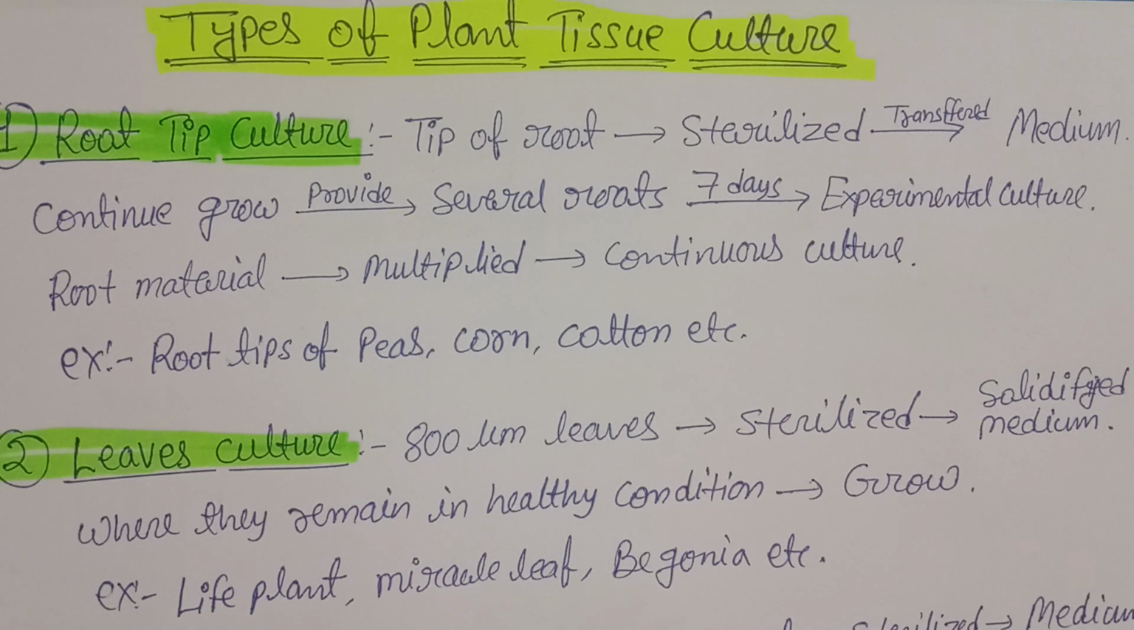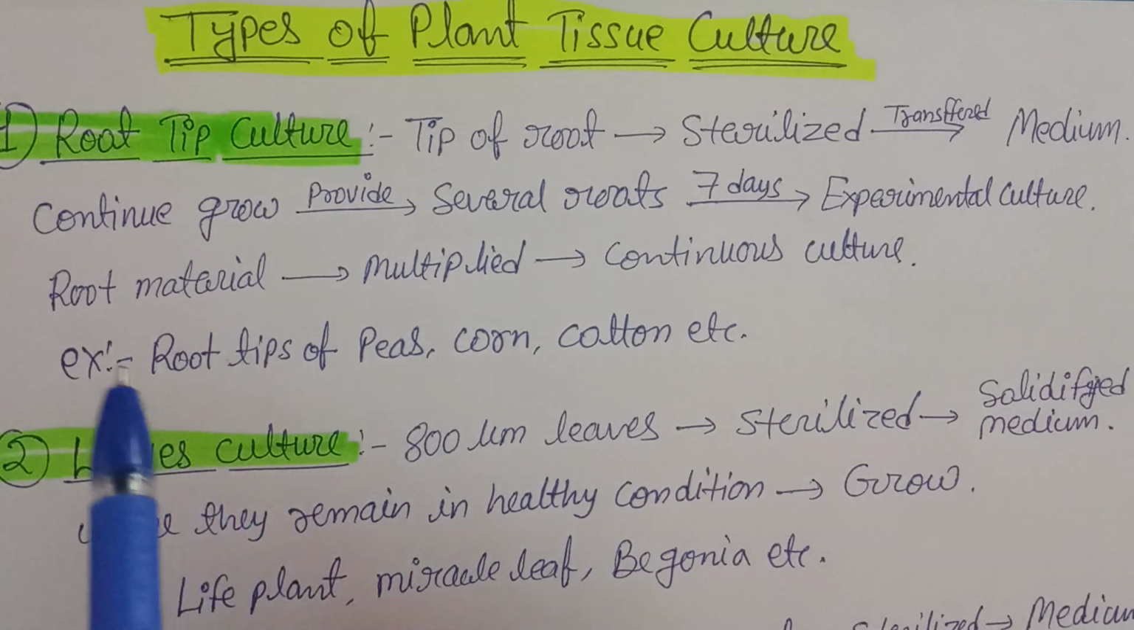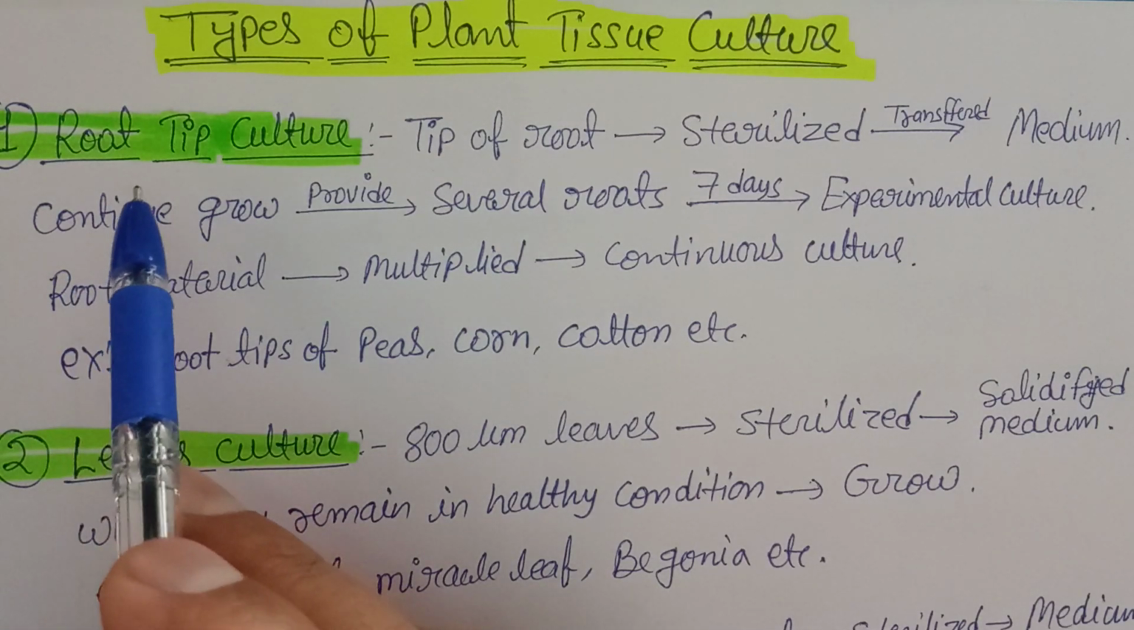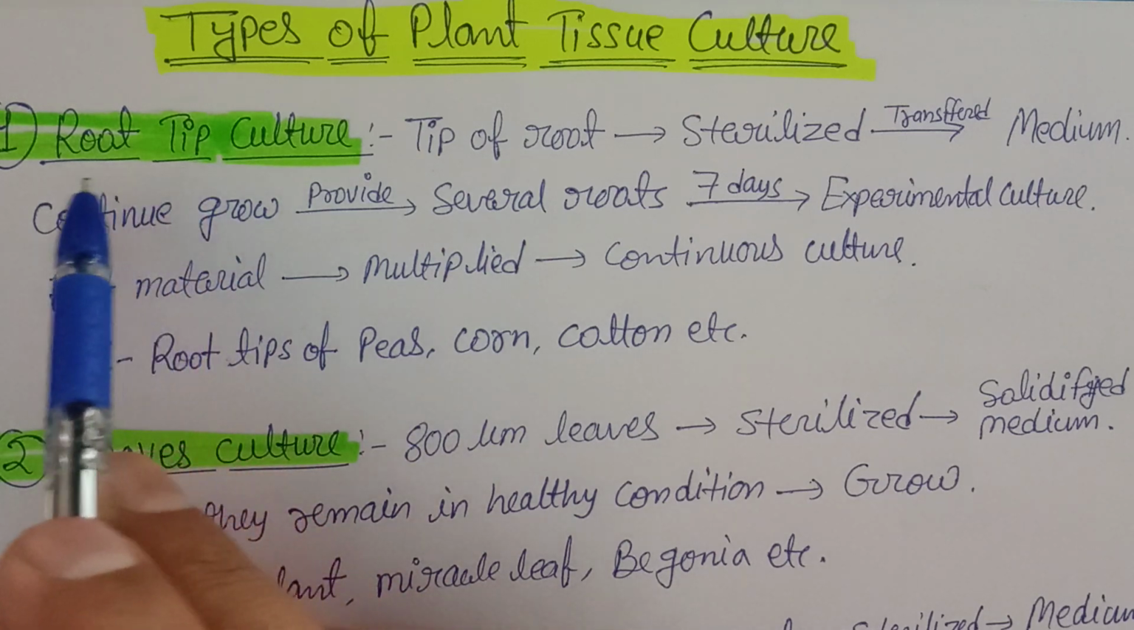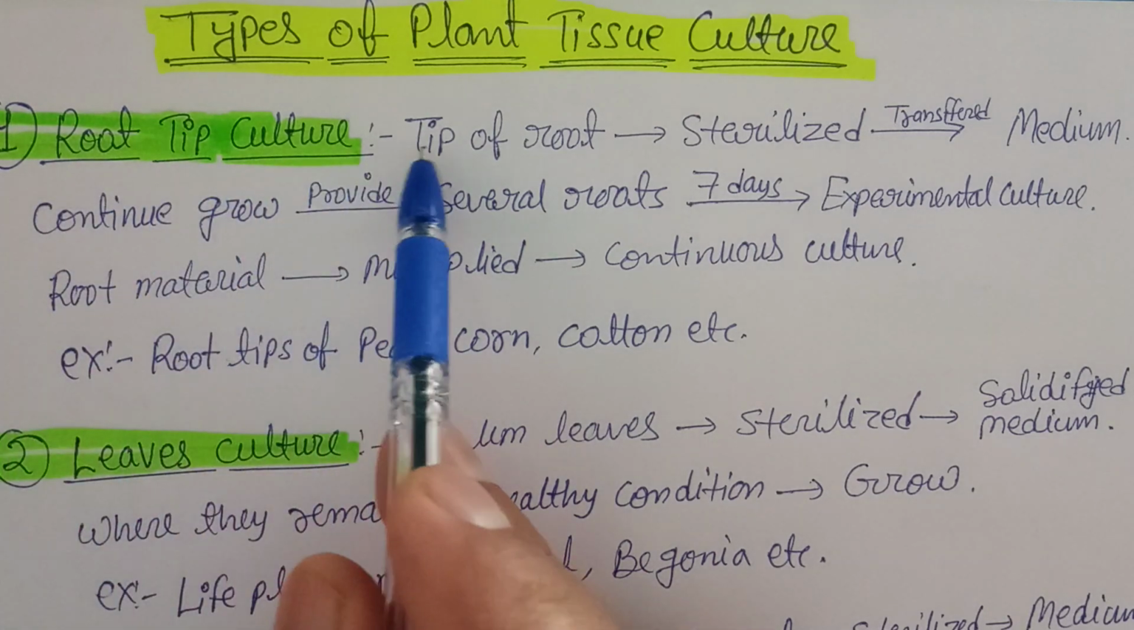right? What are the different types? Maybe shoot, root, leaf, etc., right? So let's try to understand what the different types of plant tissue culture are. So the first one is the root tip culture, right? When we talk about the root tip, as the name indicates, we are going to use the tip of the root, right?